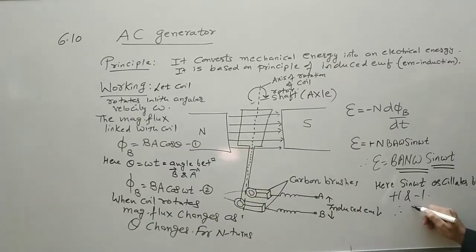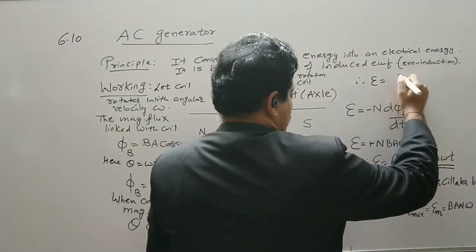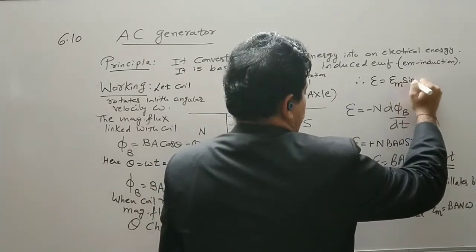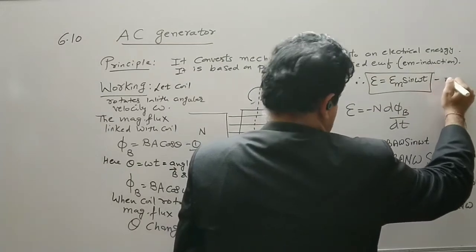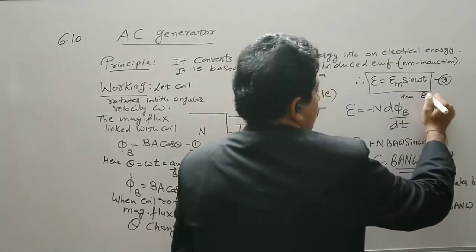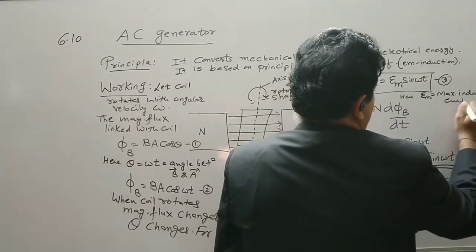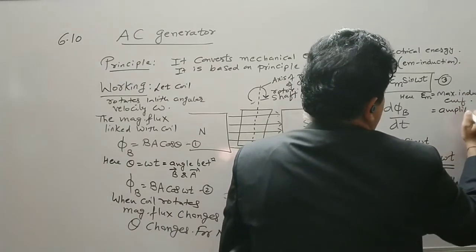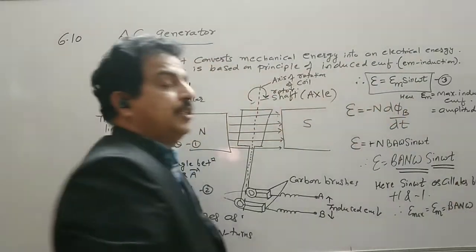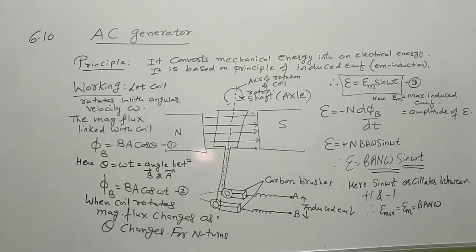Therefore Emax, or sometimes we write EM only, value is BAN omega, and therefore EMF induced is equal to EM sine of omega t, where EM is the maximum induced EMF, or it is also called the amplitude of the induced EMF. It is the maximum value.